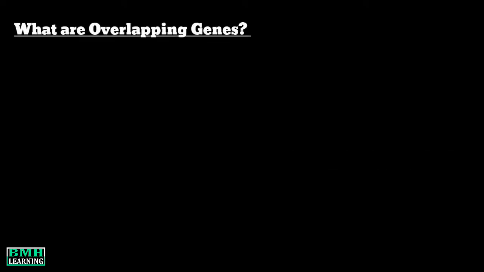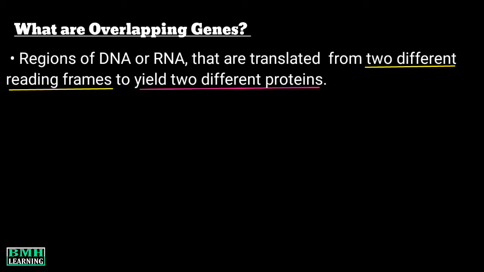In this video, we are going to talk about overlapping genes. So what are overlapping genes? Overlapping genes are regions of DNA or RNA that are translated into proteins from two different reading frames to yield two different proteins. As they yield two different proteins, they are also called dual coding genes.